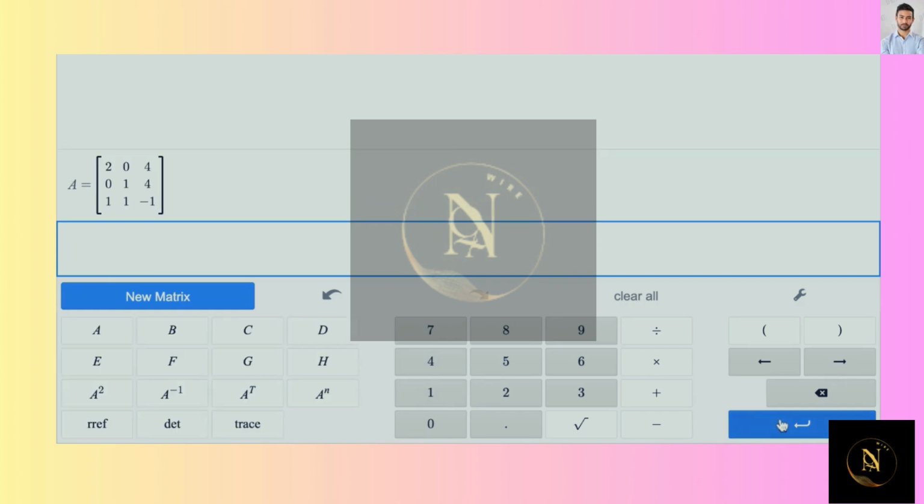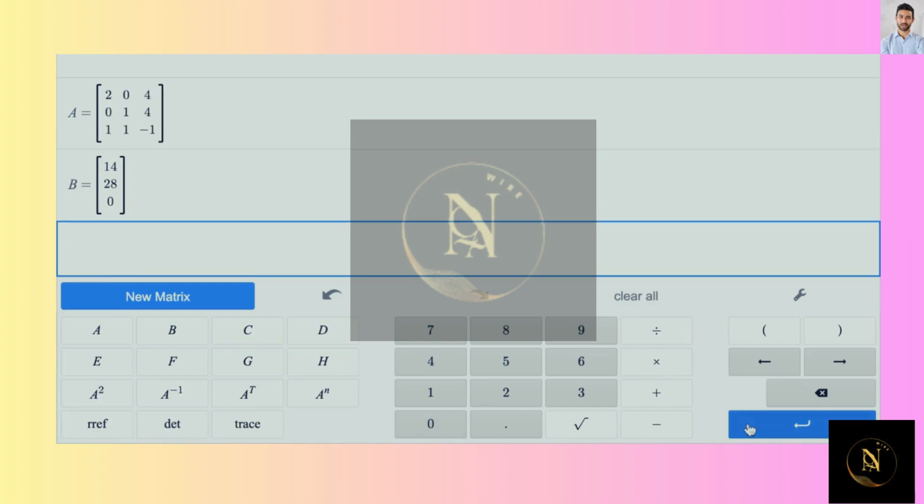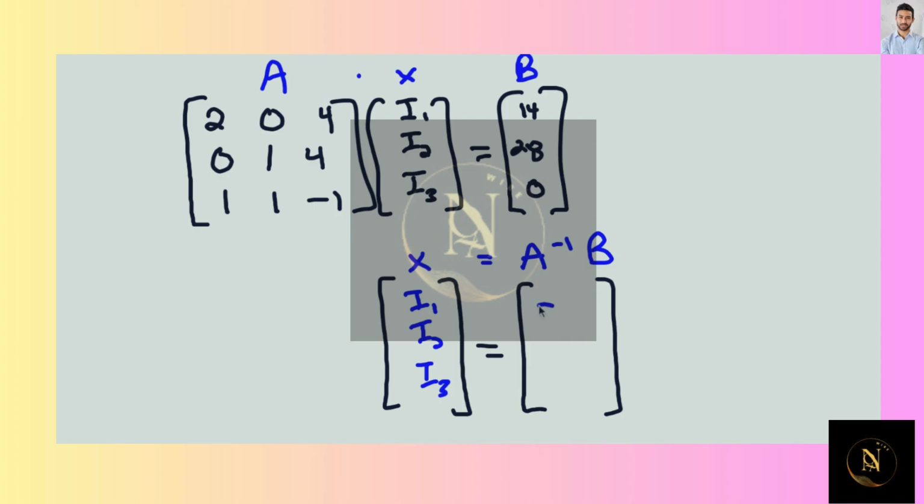We've got matrix B as 14, 28, 0. And then we would calculate A inverse B, and we get negative 3, 8, 5. Those are the different currents.